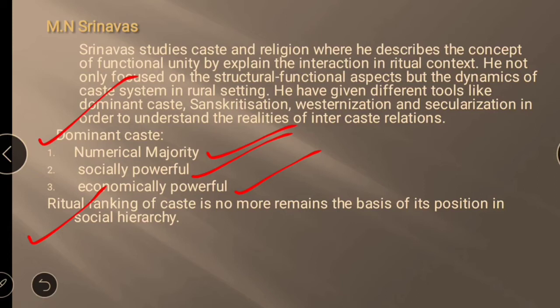Though he has given this particular concept, he has received lots of criticism. As we know, there are many thinkers who said that Srinivas' views are regarded as upper caste view.